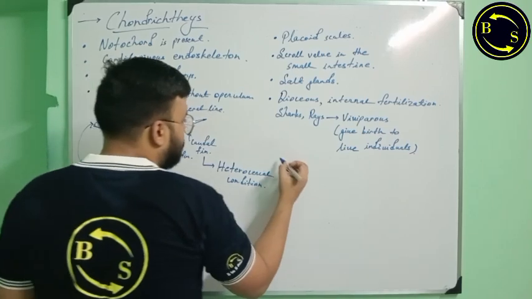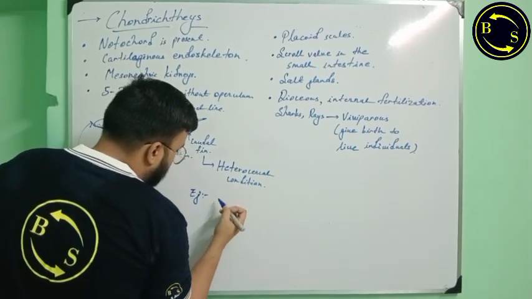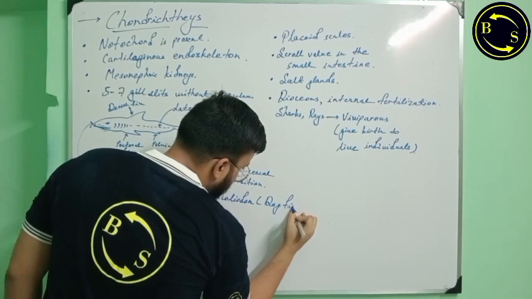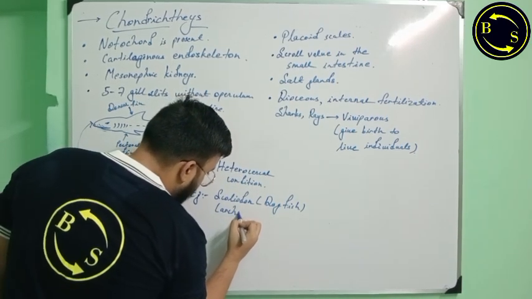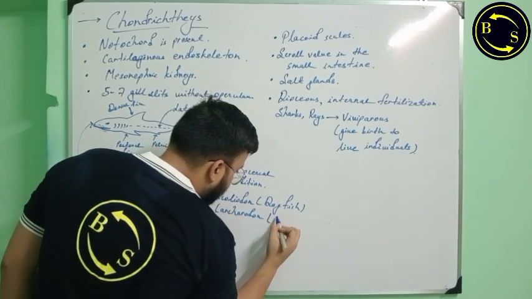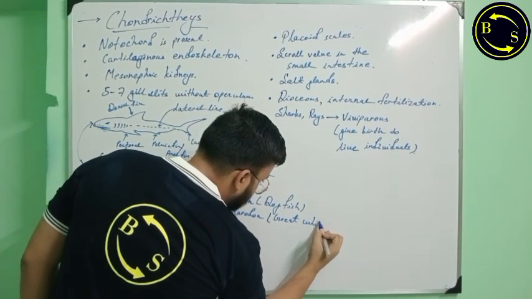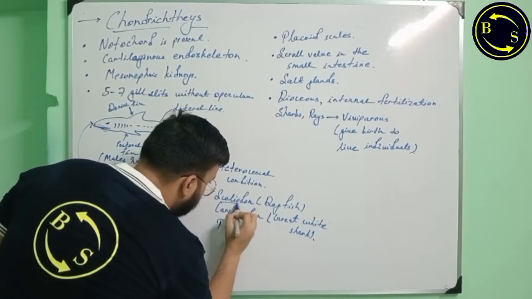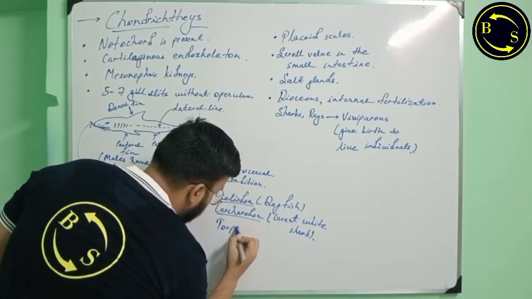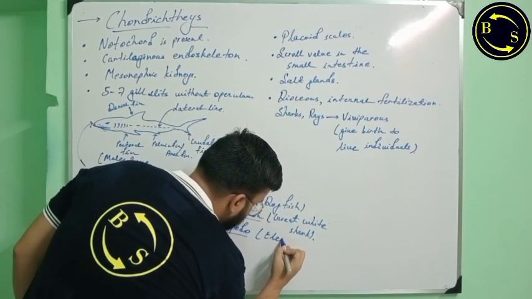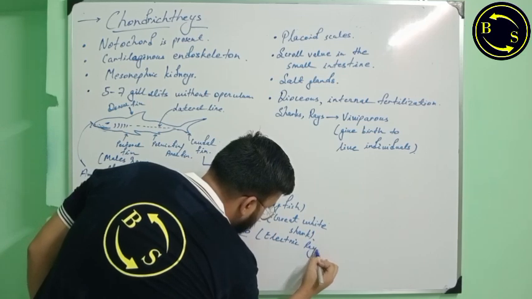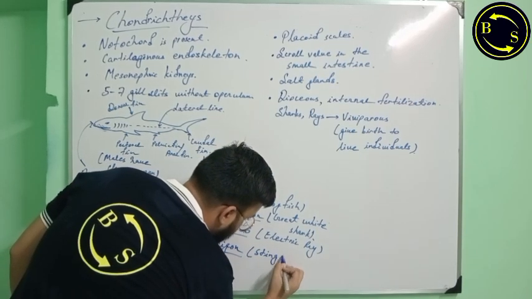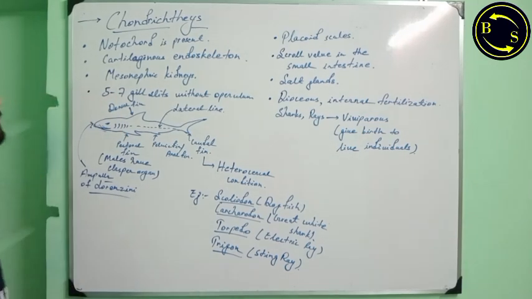So, what are the common examples? Scoliodon, the dogfish, Carcharodon, the great white shark, okay. Next we have the torpedo. These are all scientific names. The torpedo, the electric ray, and the trigon. That is the stingray. So these are the common examples of class chondrichthyes.